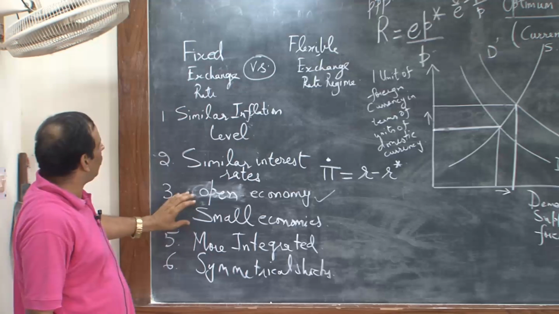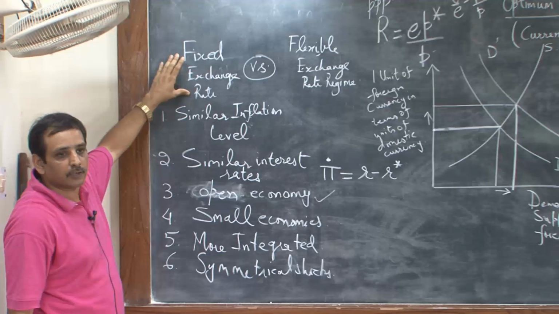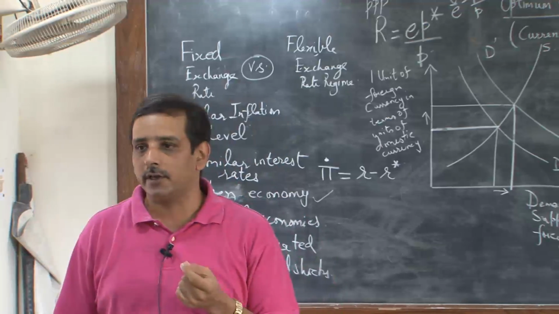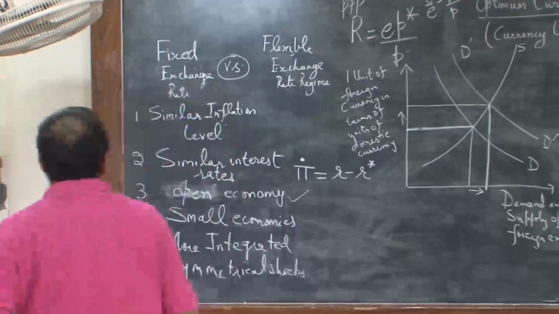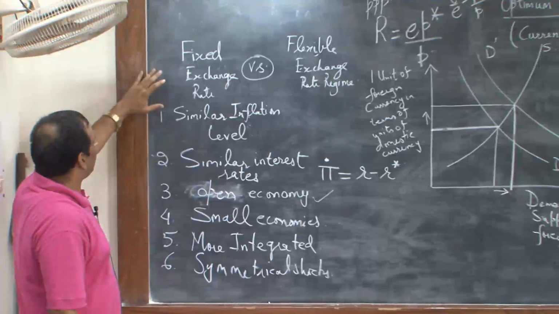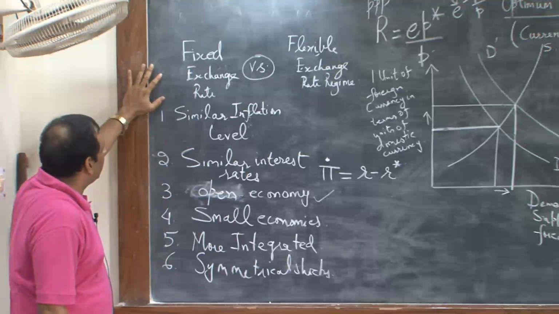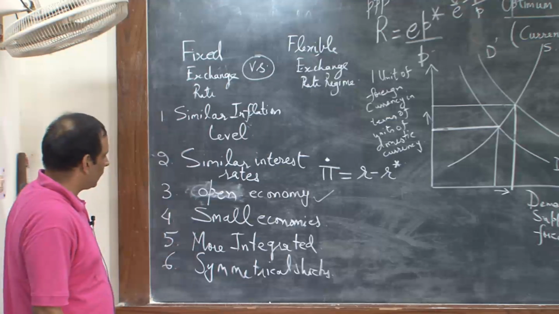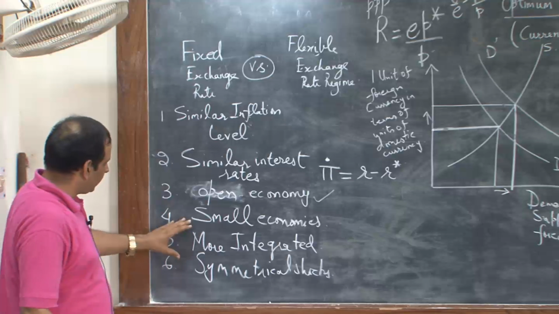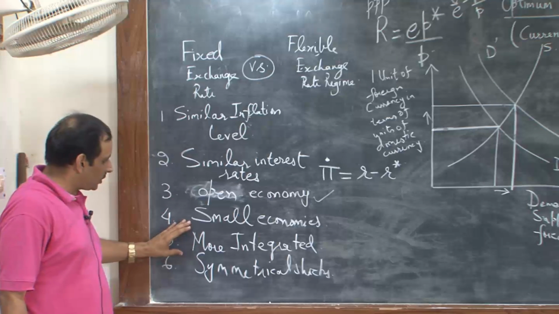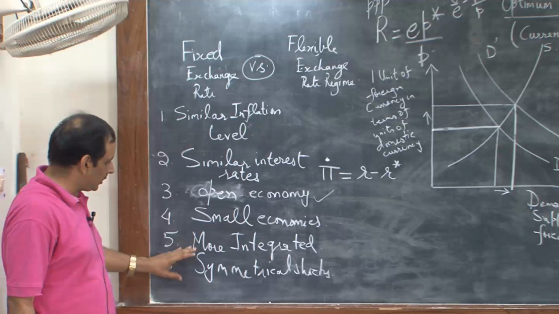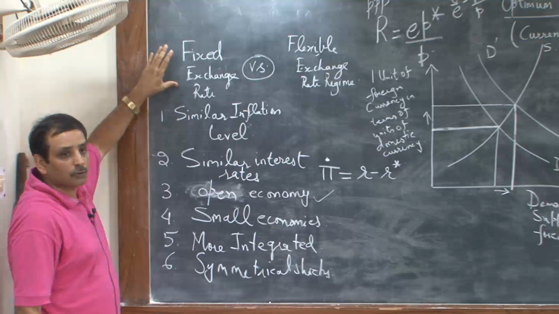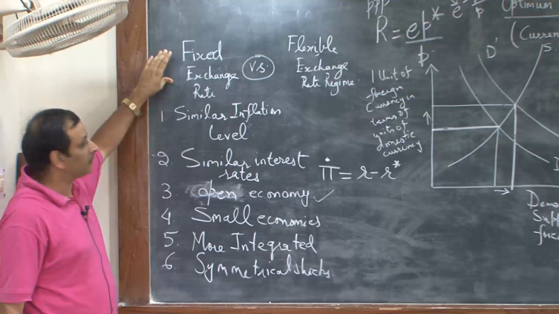Small economies also should go for a fixed exchange rate regime, because remember, in a fixed exchange rate regime, you lose your monetary autonomy. So when you lose your monetary autonomy, it's better that you have a small economy rather than a large economy. Then you have economies which are highly integrated with each other and face symmetrical shocks. All these should go for a fixed exchange rate regime.